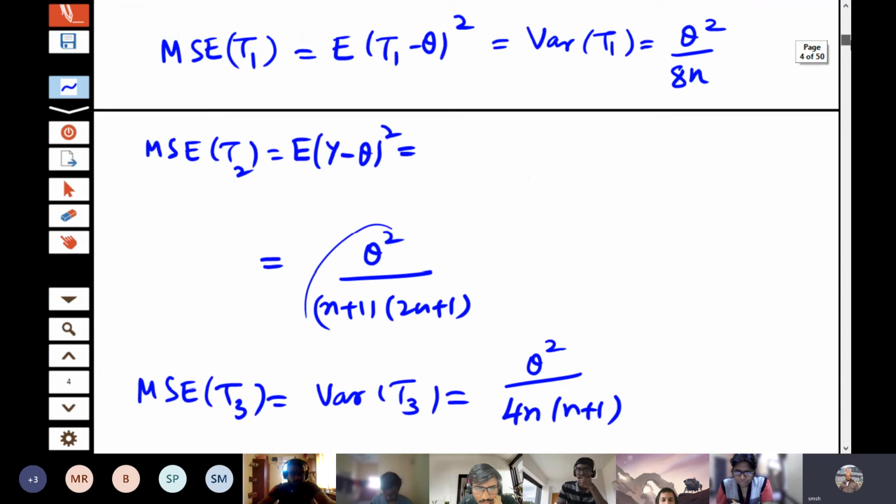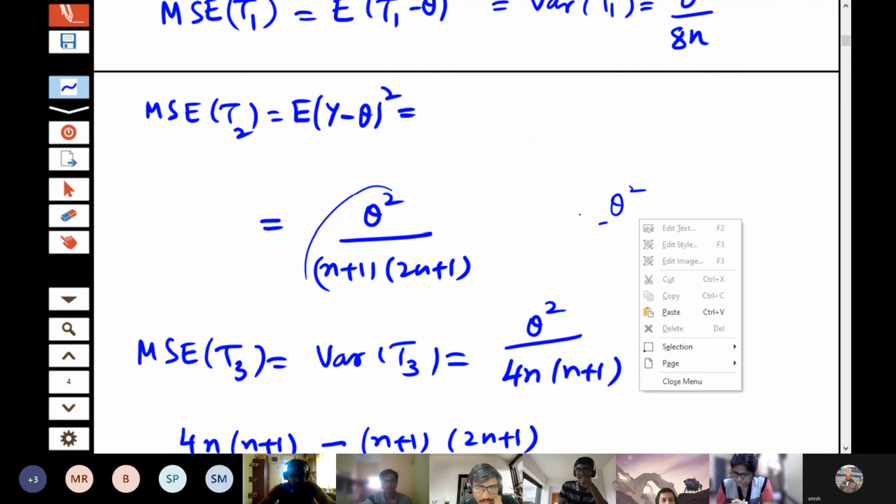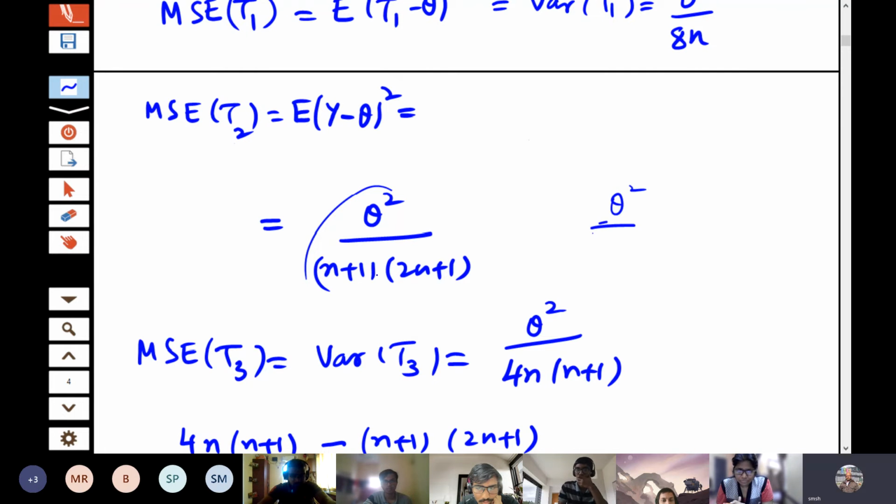So basically, see, for n equal to 1, what will this term be? This is theta square by, for n equal to 2 into 5, so that is theta square by 10. And for n equal to 1, this will become theta square by 8. Yeah, theta square by 8, and this will be theta square by 10.